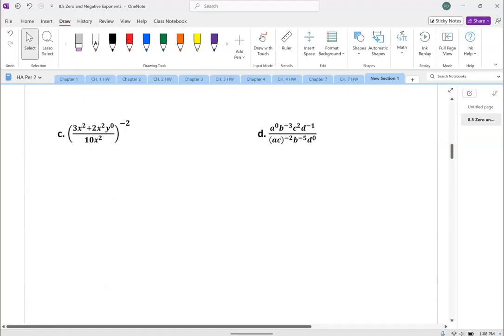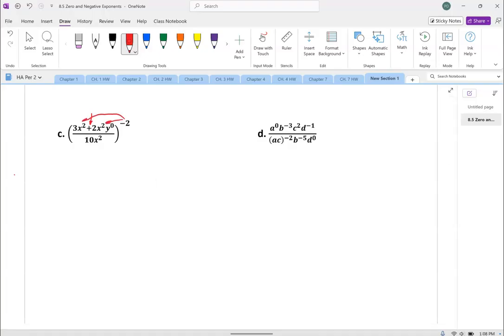Ooh, look at this. This one is really kind of nasty. And we really have to be careful because of this plus sign. Remember, I can't just distribute over the plus sign. That's how the puppies die. Remember, we don't want to kill any puppies. So what we're going to have to do is simplify inside first and then see what we can do. So first of all, y to the 0, that's going to go away. It's going to become 1. So we're really left with 3x squared plus 2x squared. So that's 5x squared over 10x squared. And we're taking all of that to the negative 2.